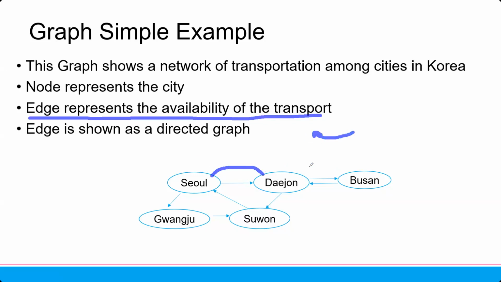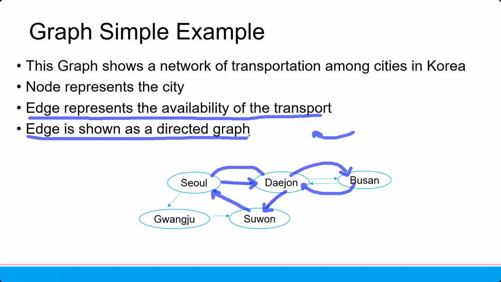I can go from Daejeon to Busan, but I can also go back from Busan to Daejeon. If I want to go to Seoul, I need to go to Suwon first and then go back. This is based on the X symbol. So X is shown as a diagonal.